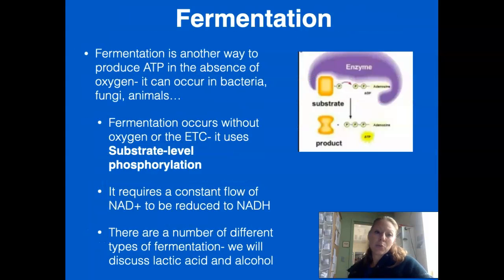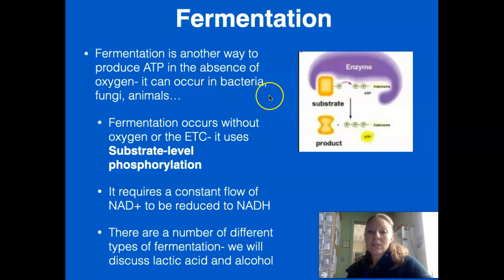Fermentation is another way to produce ATP in the absence of oxygen. It can occur in bacteria, fungi, animals. So we can go through fermentation as well. If you're working out really hard and we use up all of our oxygen, we'll produce lactic acid. But let's get there in a moment. So fermentation occurs without oxygen or the use of the electron transport chain. It uses substrate level phosphorylation.